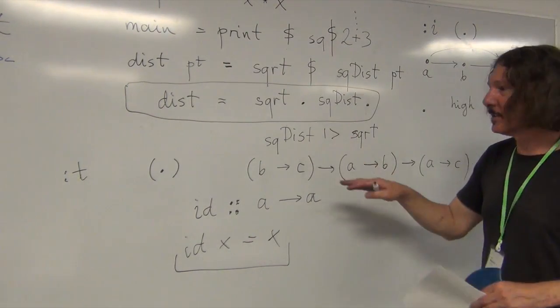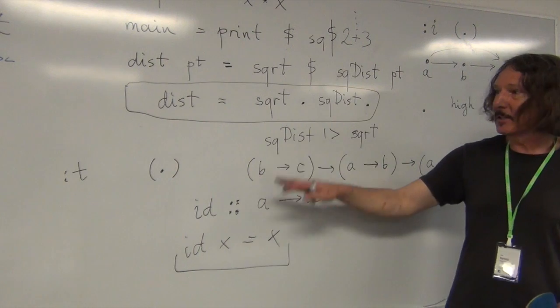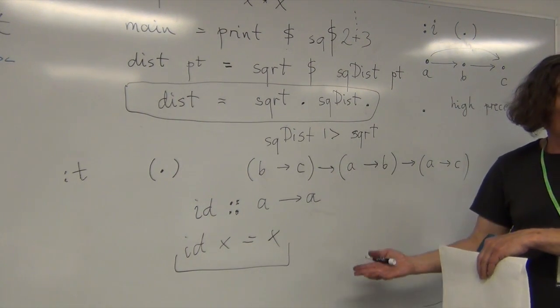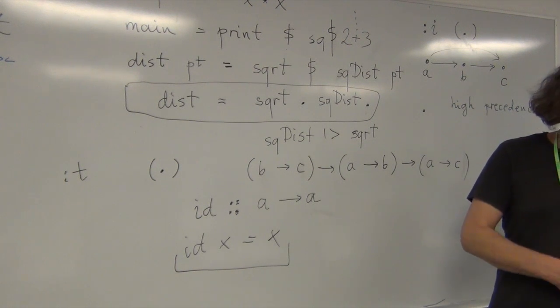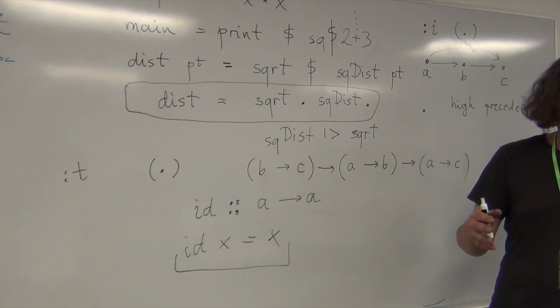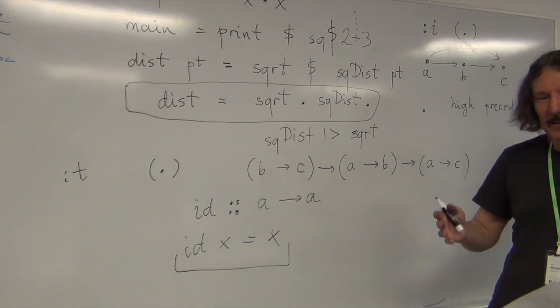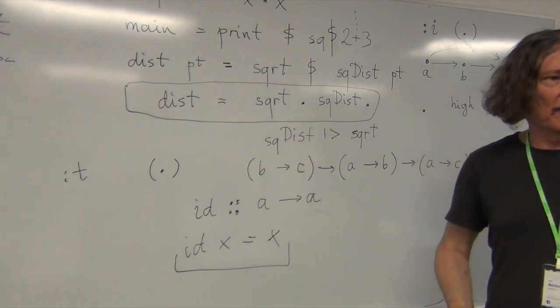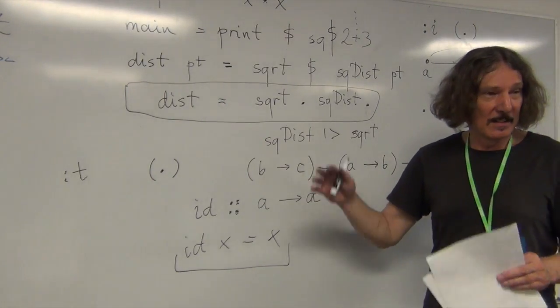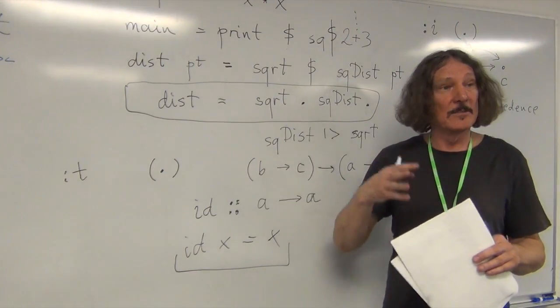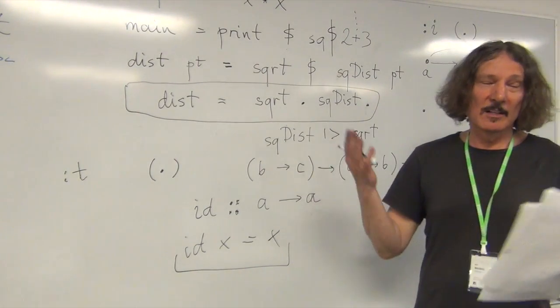Okay, let's go back to this. So you understand that ID, when composed with any function, whether it's on the left, which is post-composition, or on the right, which is pre-composition, will give you back the same function. So it's an identity. And what we often call this stuff that's associative and has identity, we call it a monoid.